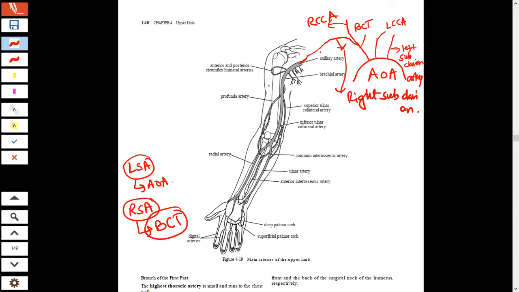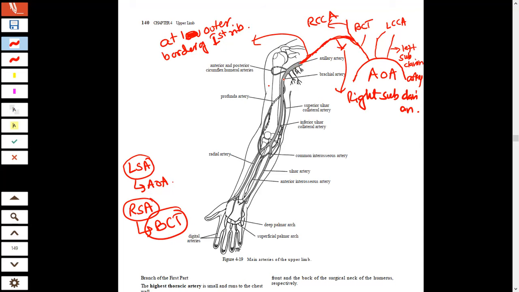Now this subclavian artery is going downward. And please remember, the subclavian artery will become the axillary artery at which point? At the outer border of the first rib. At the outer border of the first rib, the subclavian artery will become your axillary artery.